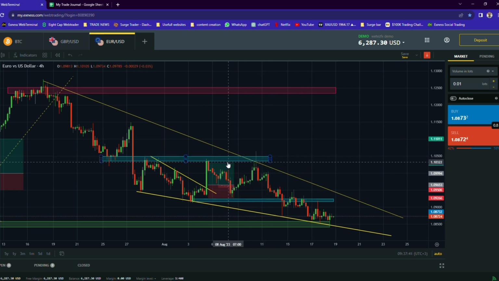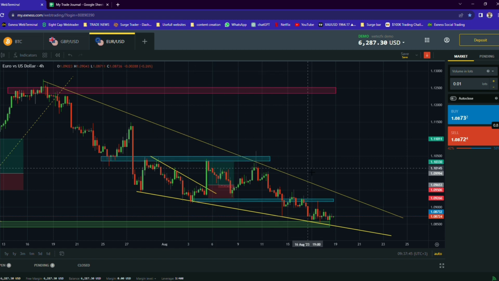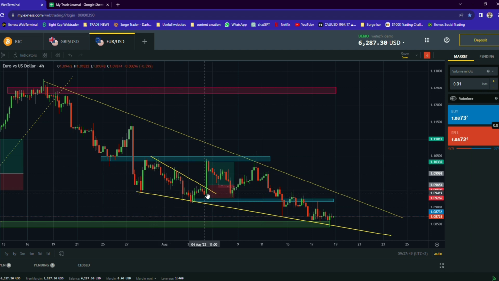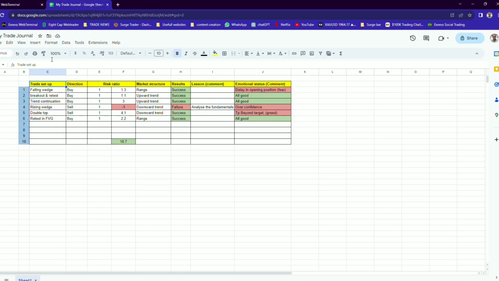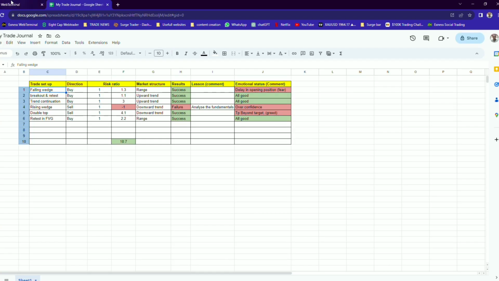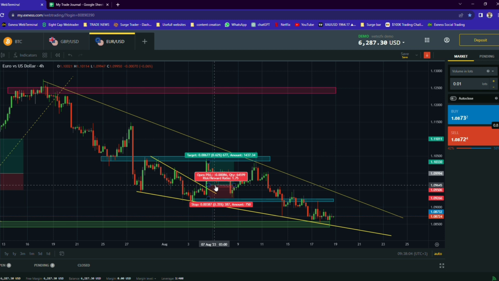What could be all the points to note in your journal? For example, first thing, what is the setup of this order? This is a falling wedge. So it means if you go into your trading journal, it will be a falling wedge in the setup. So that the direction will be a buy. The risk to reward ratio will be 1.7 as per the plan of the order.